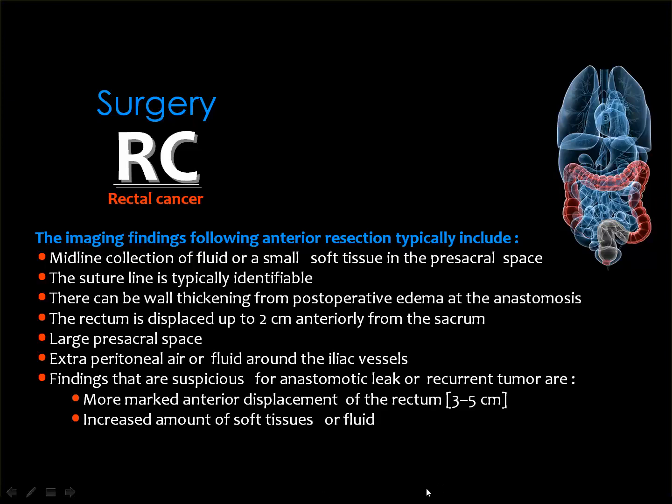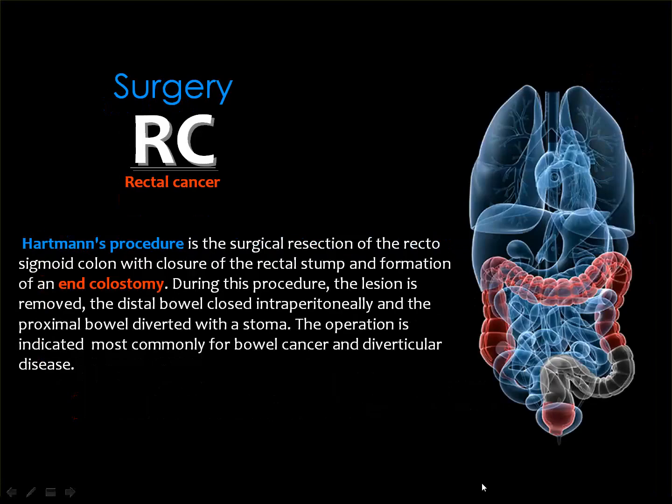Then when to suspect that there is an anastomotic leak or recurrence of the tumor, if you detect marked anterior displacement of the rectum for more than 3 to 5 centimeters or increase in the amount of soft tissues or fluid. Then the third type of operation is known as the Hartmann procedure, and there is surgical resection of the rectosigmoid with closure of the rectal stump and the temporary colostomy.